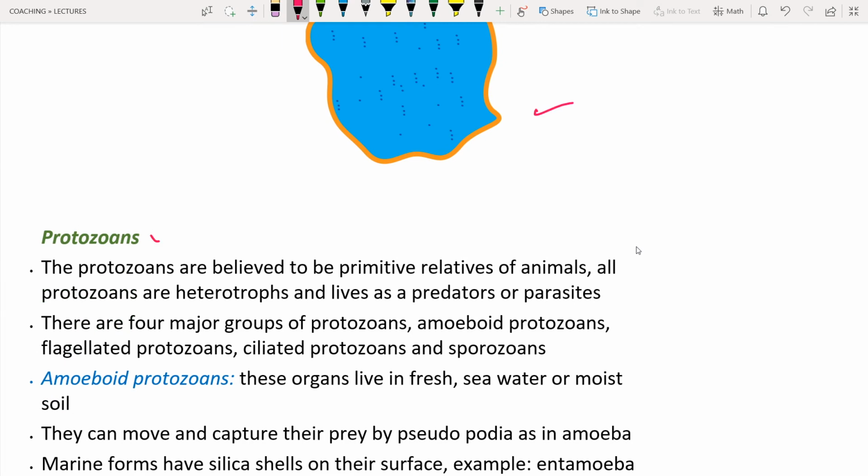And next is the protozoans. These protozoans are believed to be primitive relatives of the animals, and all protozoans are heterotrophic and live as predators or parasites. So if you see here, the animals are heterotrophs.